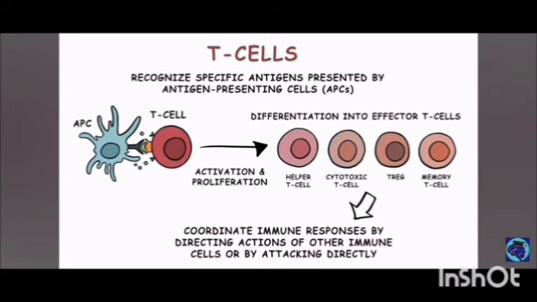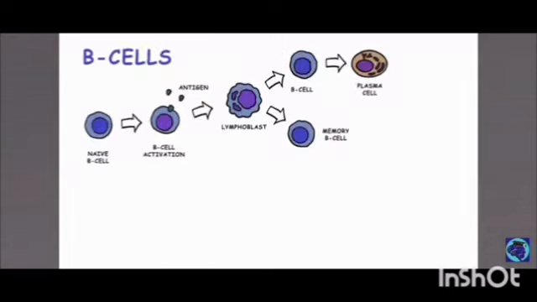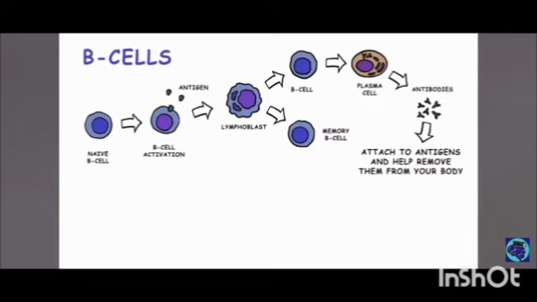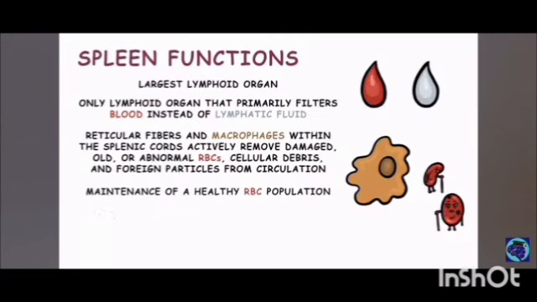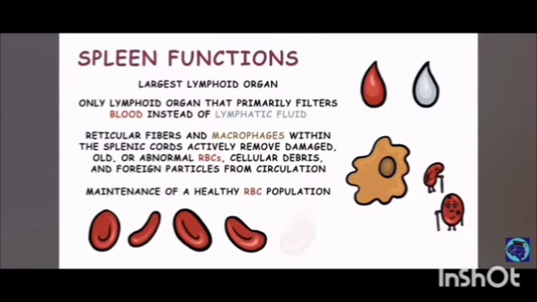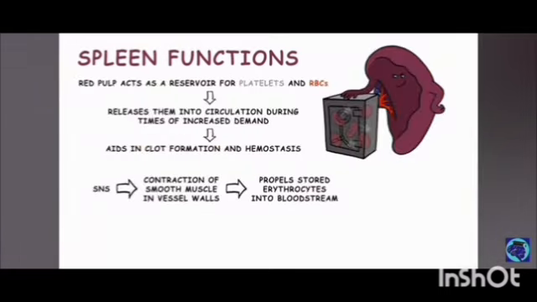This triggers the activation of T cells into effector T cells. B cells produce and release antibodies which destroy antigens. Individuals without a functioning spleen are prone to a high risk of infections. Reticular fibers and macrophages in splenic cords actively remove old or damaged RBCs and thus ensure a healthy RBC population.